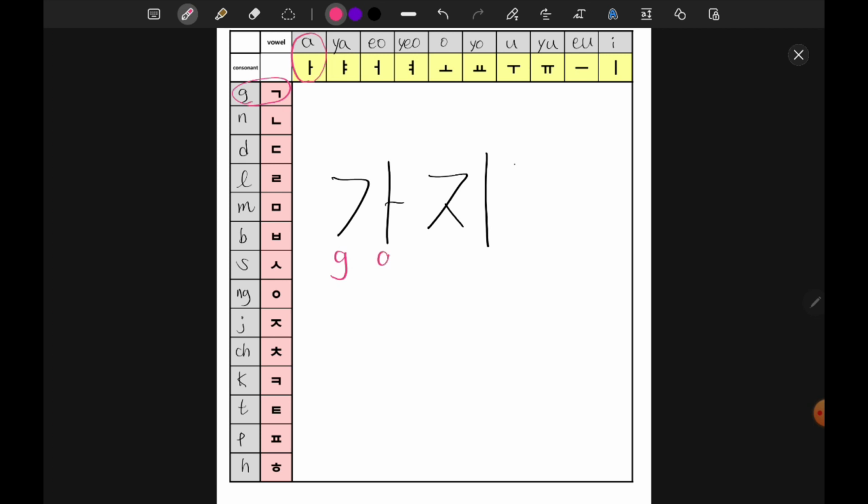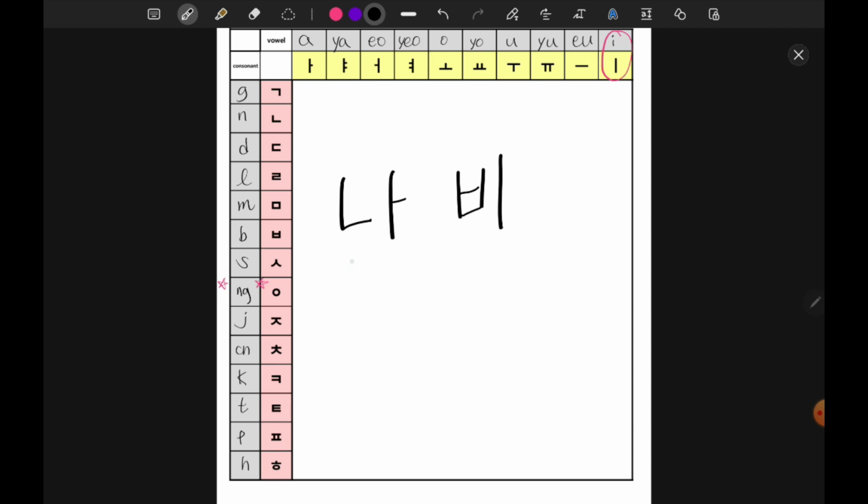그, 아, 가. 즈, 이, 지. 가지, 가지. It means eggplant. Next one. 느, 아, 나, 나. 브, 이, 비, 비. 나비, 나비. It means butterfly.